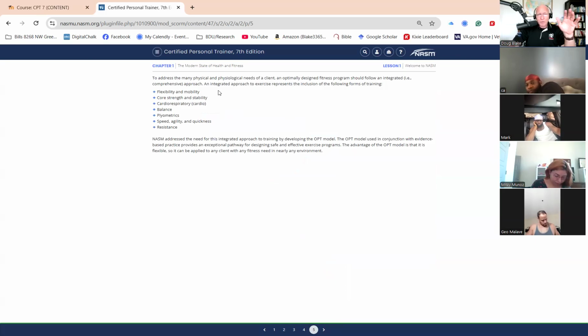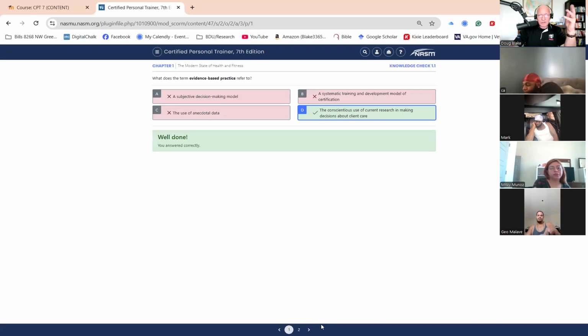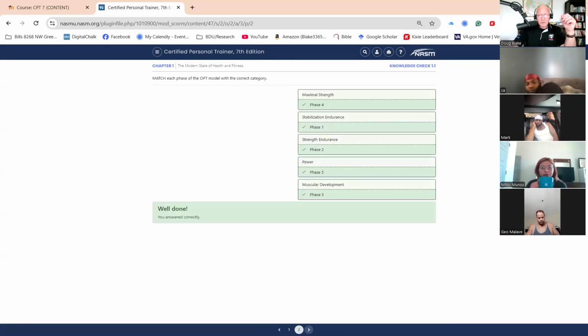This is all part of chapter 1, and they're going to now tell you that in order to address any of the physical and psychological needs, you have to keep in mind the following forms of training. You need to memorize these. This is why in chapter 1 you should have written these down. Flexibility, mobility, core strength and stability, cardio, balance, plyo, speed, SAQ training, we call it, speed, agility, quickness, and resistance. Of course, they're going to give you some quizzes, but we're going to get past that.